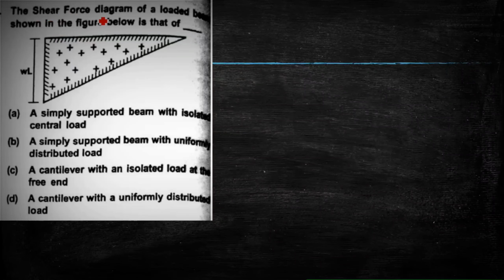So the next question: the shear force diagram of a loaded beam is shown in the figure. This is the shear force diagram with the value WL. So we need to check the options. Option A is a simply supported beam with isolated central load, B a simply supported beam with uniform distributed load, C a cantilever with an isolated load at the free end, D a cantilever with uniformly distributed load. So option D is the correct option.